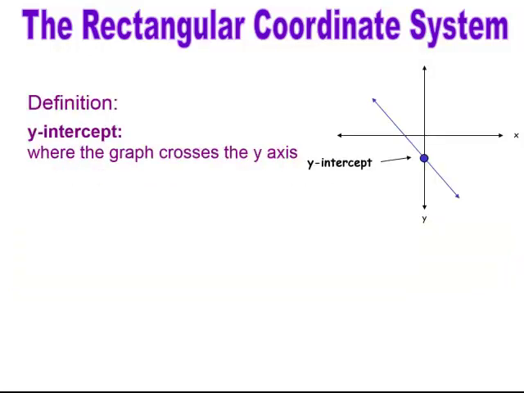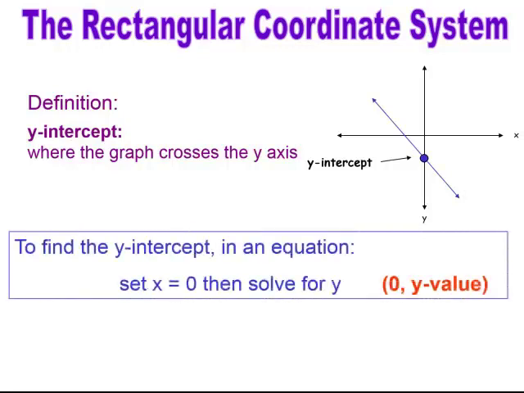So the y-intercept is where it crosses the y-axis. If it's on the y-axis, every value of x on the y-axis is equal to 0. So when you're trying to find the y-intercept in an equation, you'll set x equal to 0 and solve for y. So the ordered pair would have 0 in the x spot and a y value that you've found.